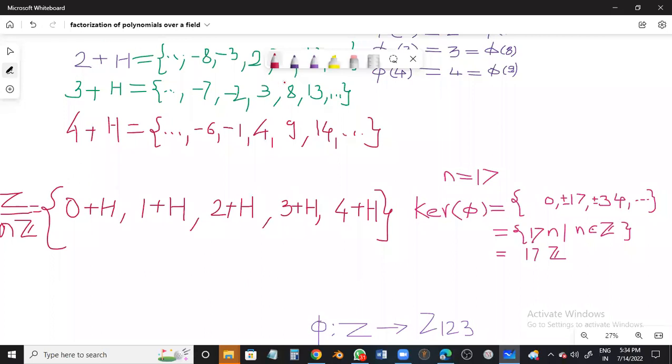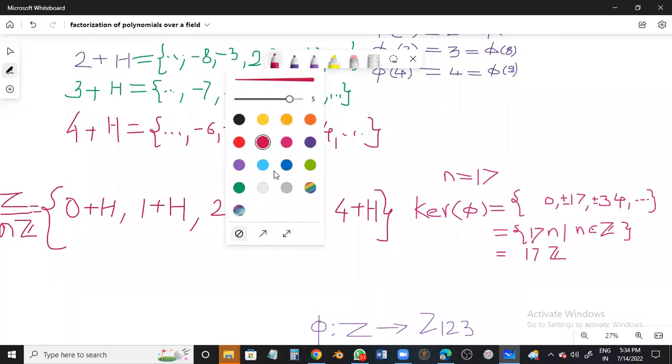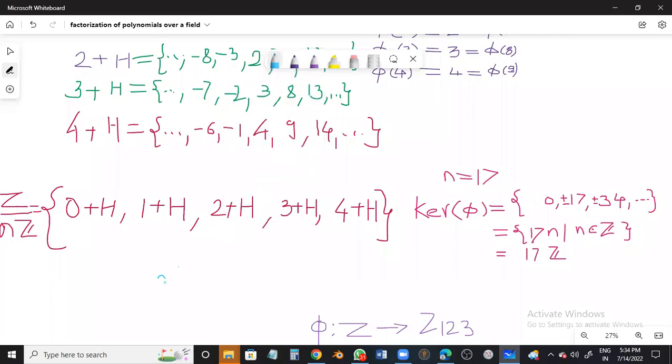So my question to you is, how will you add any two of them? If I want to add 2 plus h and 4 plus h, what will be their addition? Because if you want a ring, you need to have two operations, one of addition, the other of multiplication. So how would you add this?